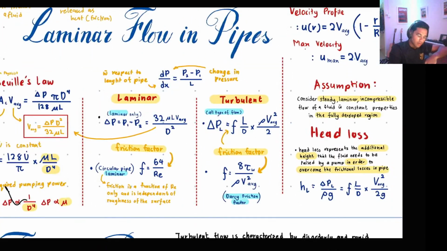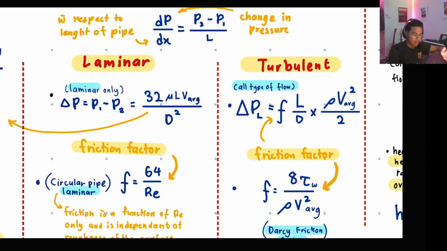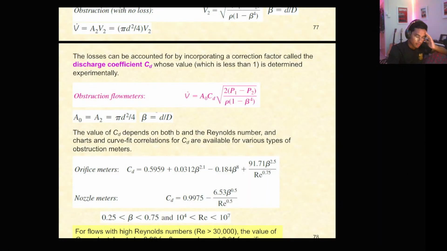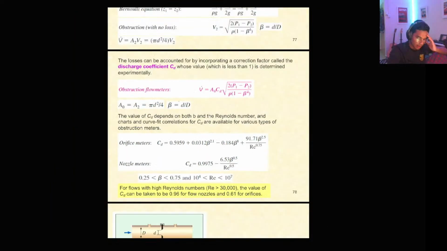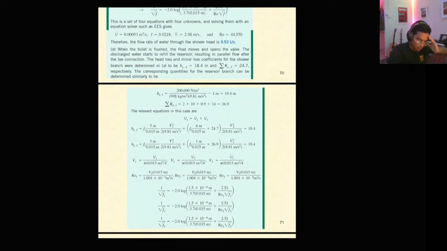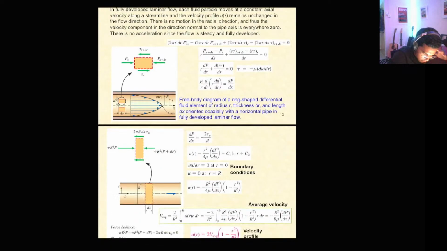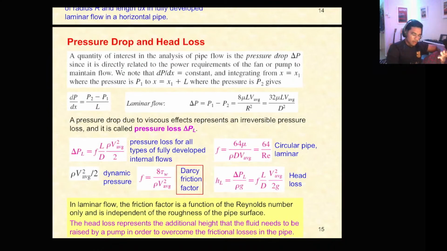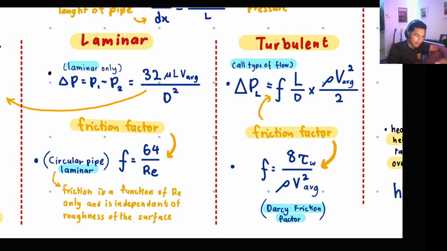Now we have a formula. You can look in Chapter 8, the task, where we do manifold pipes. I could not really understand it because it was so messy, so I cleaned it up for you guys.